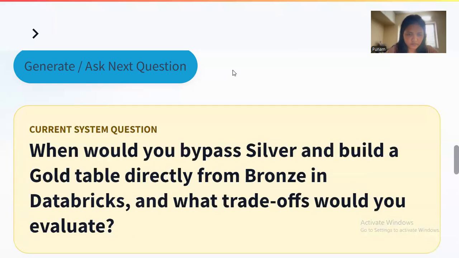When would you bypass silver and build a gold table directly from bronze in Databricks, and what trade-offs would you evaluate? Sorry, I don't have much information on this also. Okay, I will read on this. Great, no issues. Let's get to the next one.